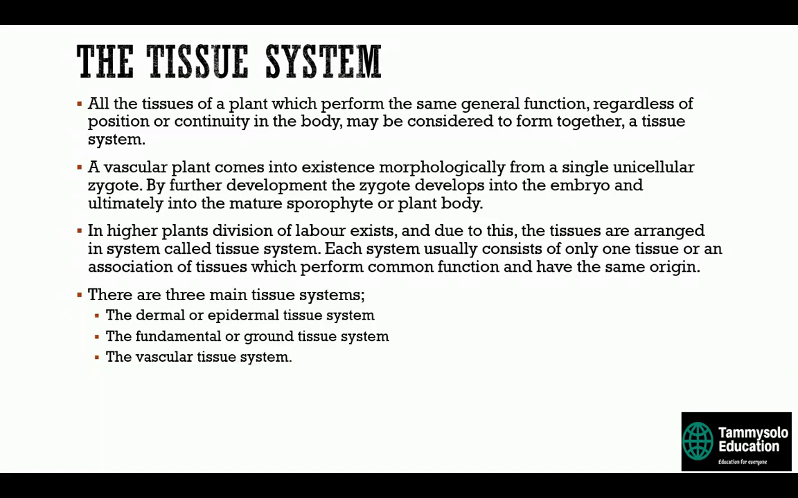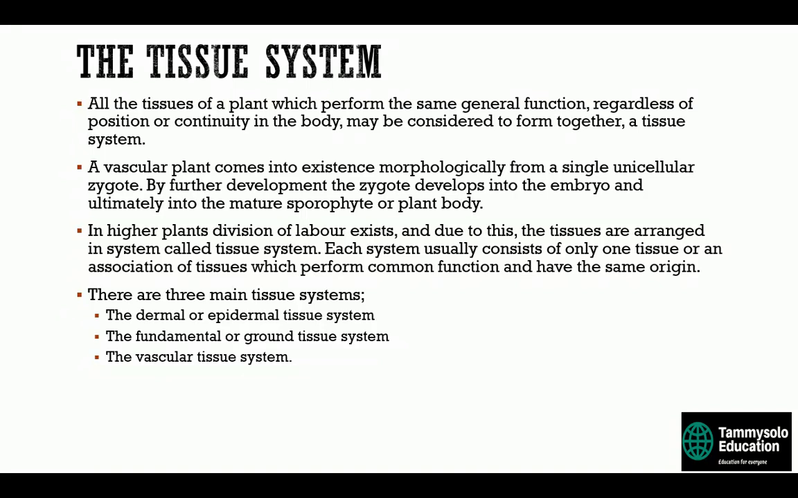Each system usually consists of only one tissue or an association of tissues which perform a common function and have the same origin, which means that some tissue systems are made up of just one tissue. Some tissue systems are a combination of tissues performing a common function or having the same origin. There are three main tissue systems in the plant. We have the dermal or epidermal tissue system, the fundamental or ground tissue system, and the vascular tissue system.